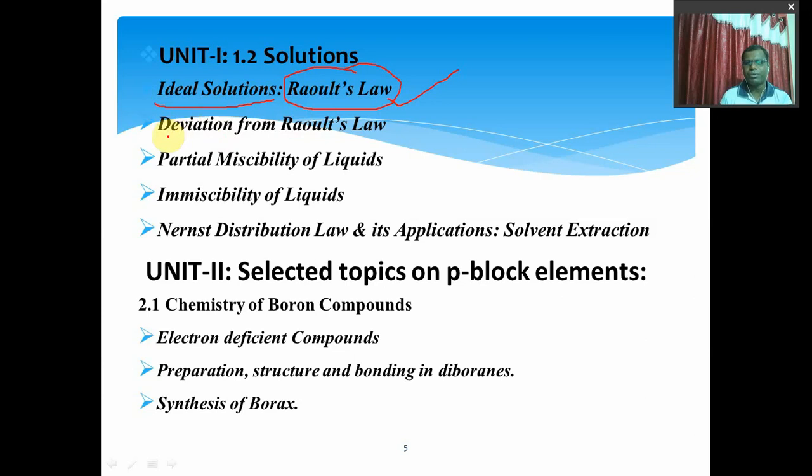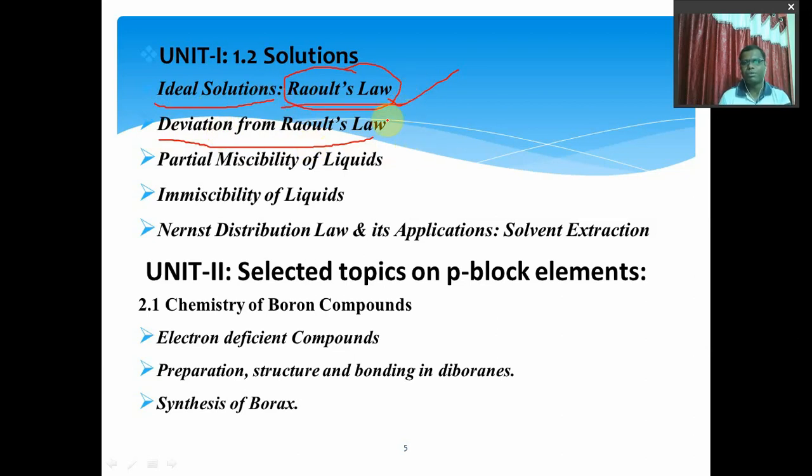This is important. Ideal solutions obey Raoult's law, while non-ideal solutions do not obey Raoult's law, and that we call a deviation from Raoult's law. So how does a real solution show deviation from Raoult's law? What is Raoult's law?